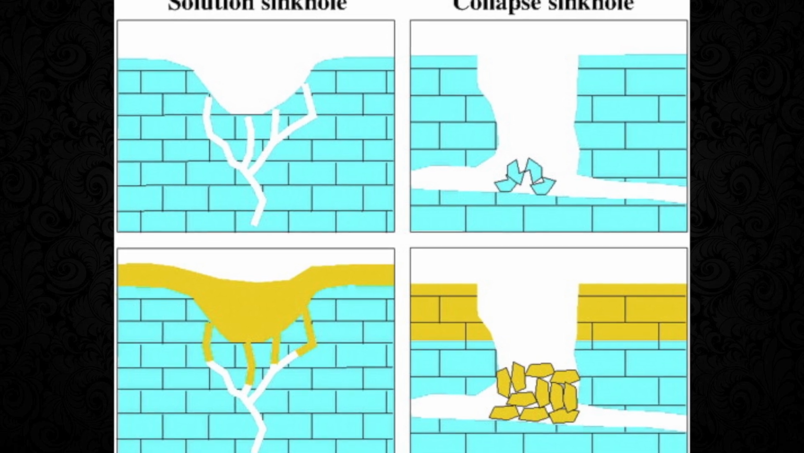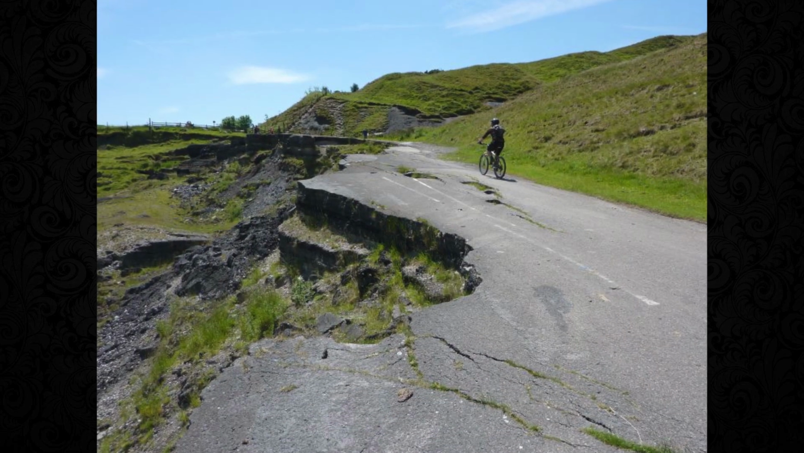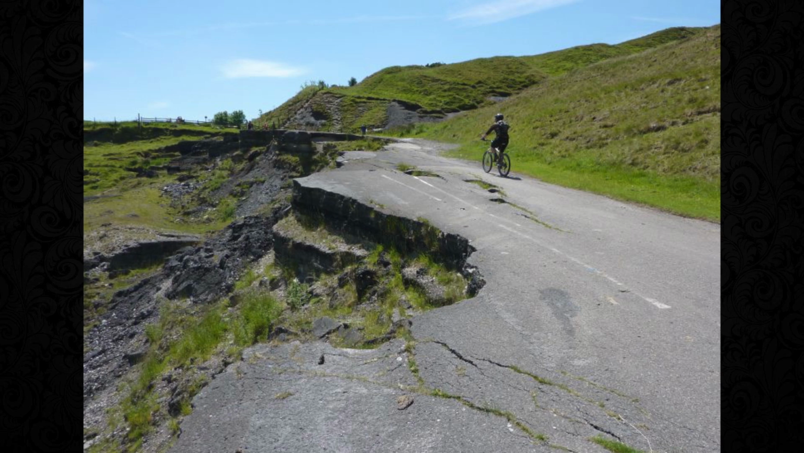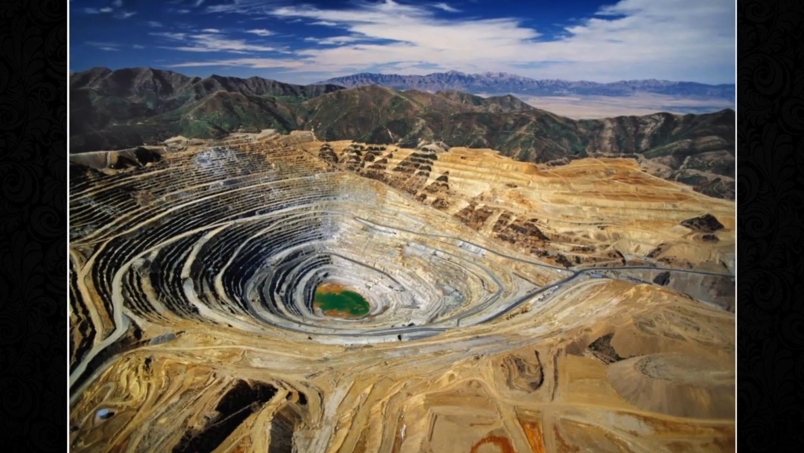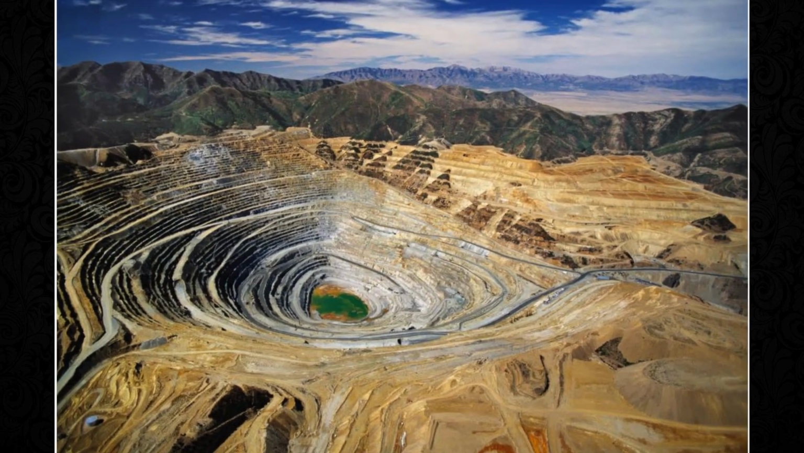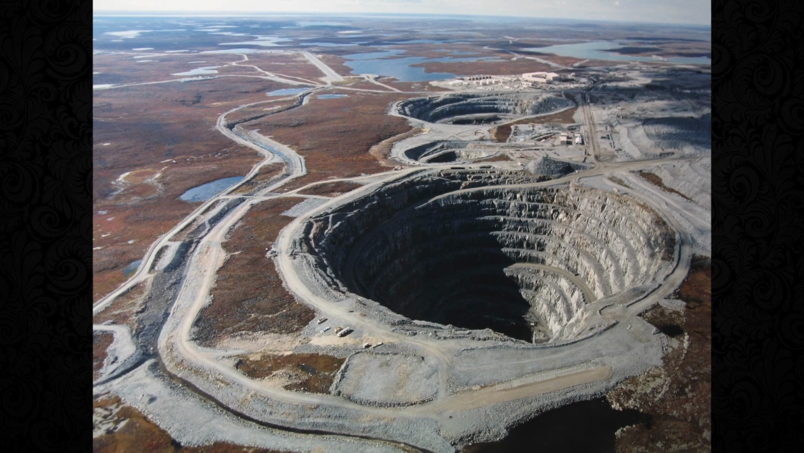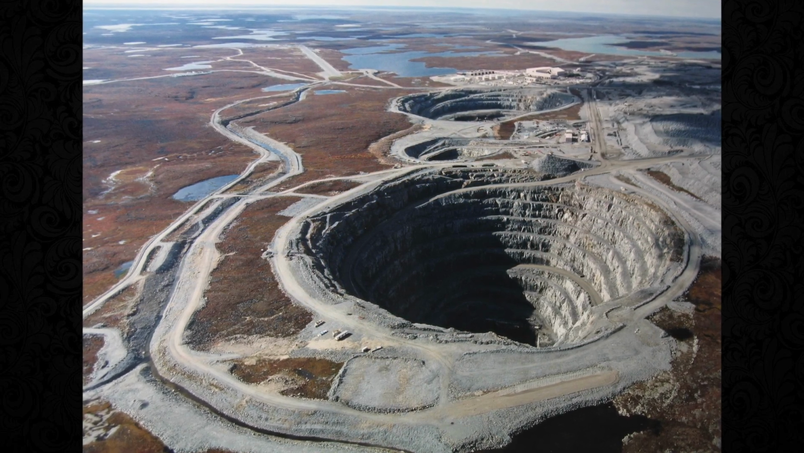Solution collapse, especially in the karst region, is one of the typical examples of subsidence. Removal of material at depth by mining and the settling of faulted masses are other causes of subsidence.